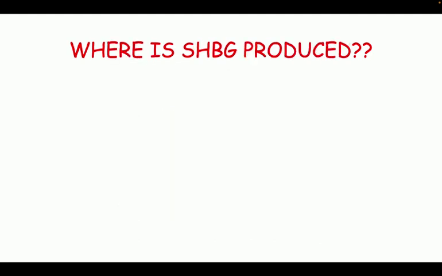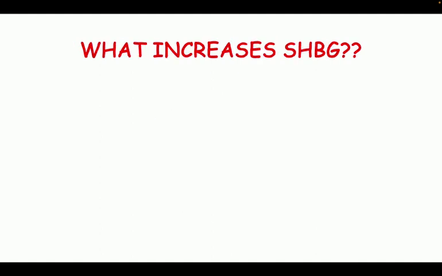Where is SHBG produced? It is produced in the liver. So any disease which is affecting the liver will reduce SHBG and hence the consequences. What are the conditions in which SHBG increases?